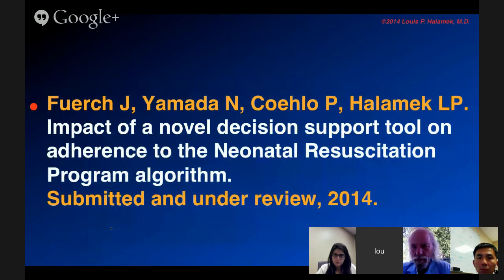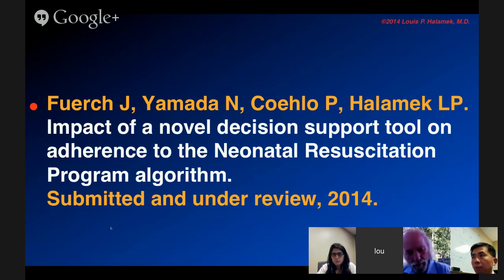Dr. Janene Fuerch is one of our second year fellows who unfortunately couldn't be here today because of an illness in her family. She's been doing some very interesting work along with Dr. Yamada. We have been looking at a novel decision support tool, a device that, again, based on newborn heart rate detection, provides decision support to the people practicing newborn resuscitation in the real delivery room.